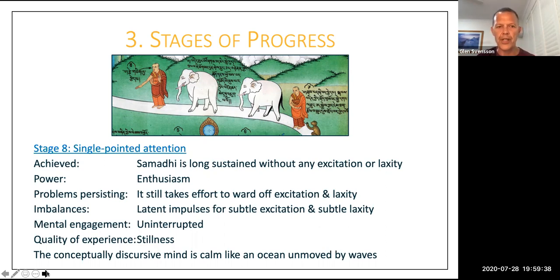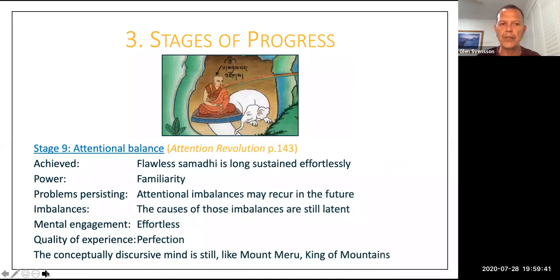And then to get to stage 9 is attentional balance. What we achieve here is that it becomes completely effortless, spontaneous, that we can effortlessly slip into meditation and slip out without any effort at all. And we do this again through the power of familiarity. What persists is that attentional imbalances may reoccur in future. If we stop the practice, then they may slowly start to come back. The causes are still there. We haven't got rid of the causes, but the mental engagement now is completely effortless.